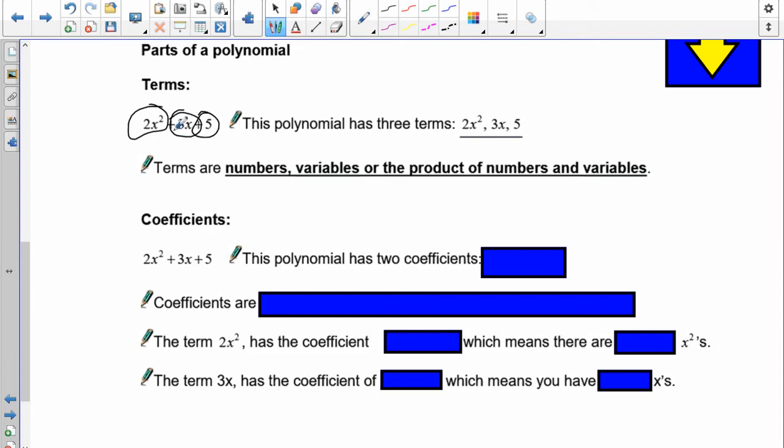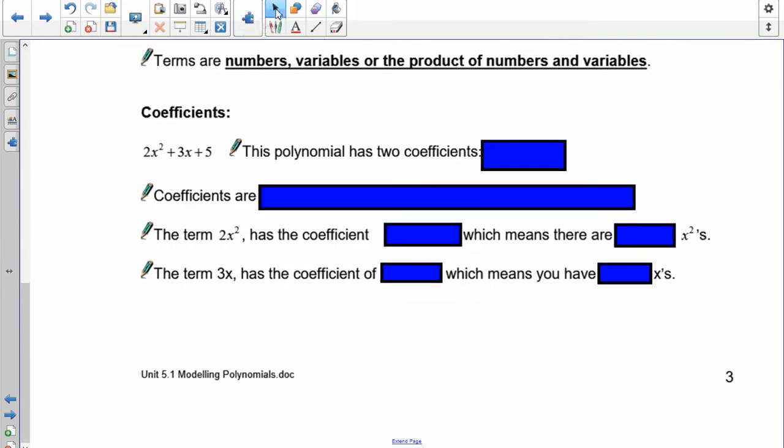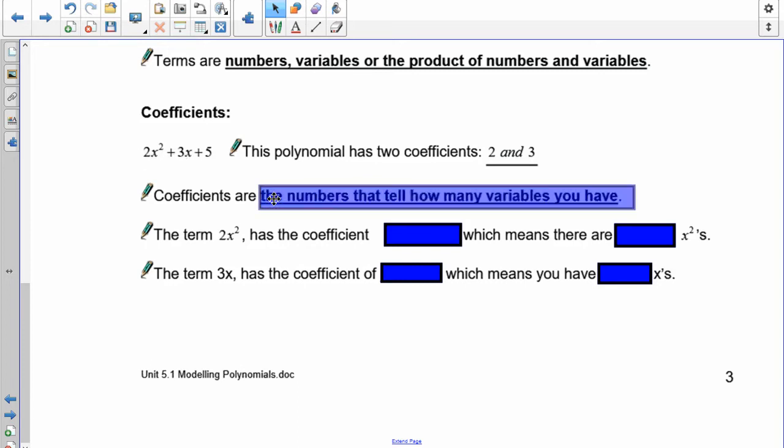Now remember, you include the sign that is before the term. So this term is actually a positive 5 because it's adding 5. Okay, coefficients. The coefficient is the number that's in front of your variable, and it tells you how many of them you have. You have 2 x squareds here and 3 x's. So this polynomial has 2 coefficients, the 2 and the 3. They're both positive because there's no subtracting here. So coefficients are defined as the number that tells you how many variables you have.